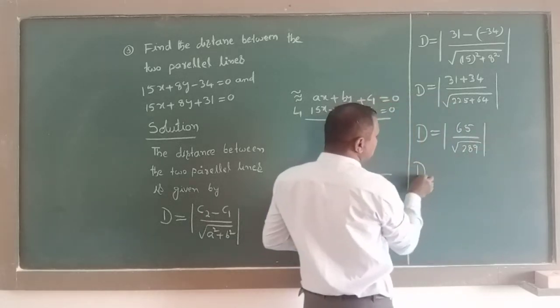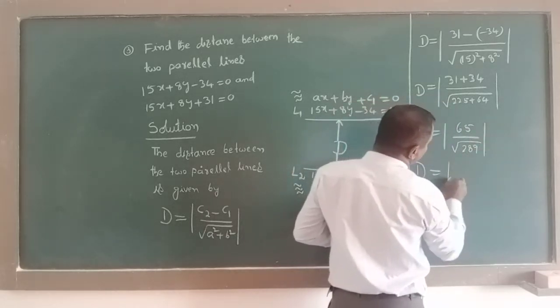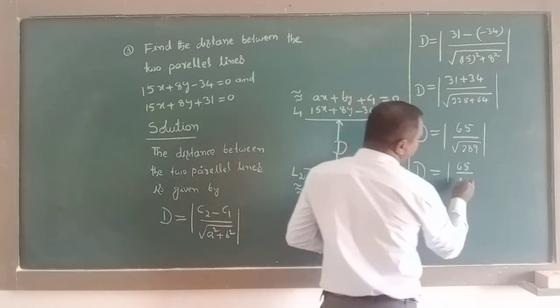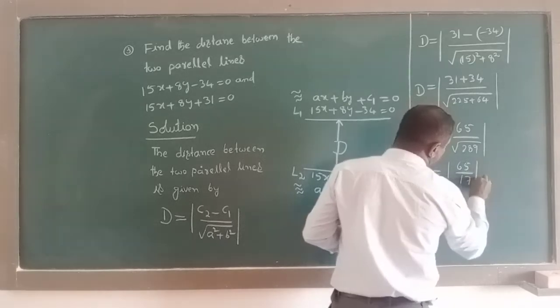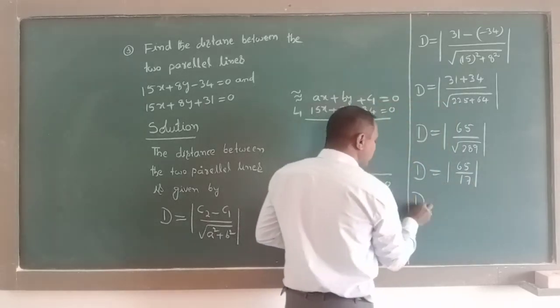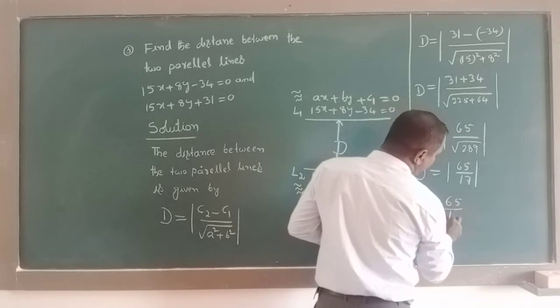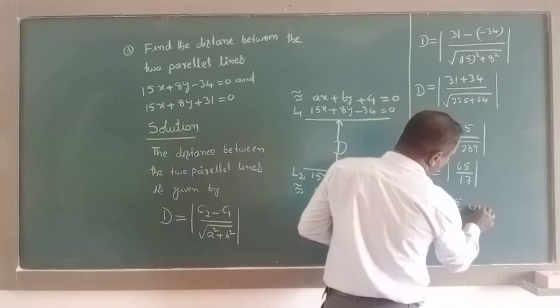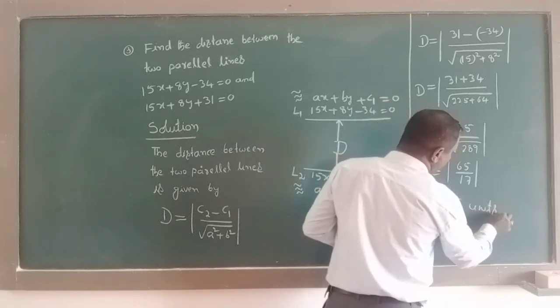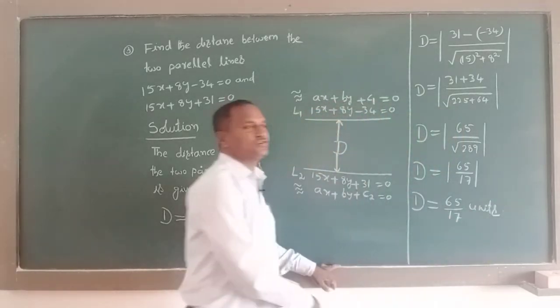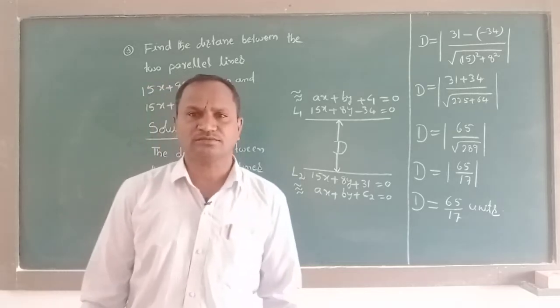D is equal to, we can take here modulus of 65 whole dividing by square root of 289, which can be written as 17 here. That's what finally we can write: the distance between the two parallel lines is 65 by 17 units. That is how we are giving a solution for this question.